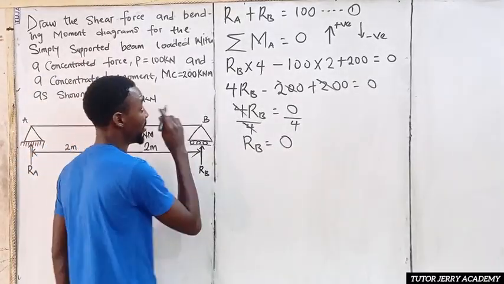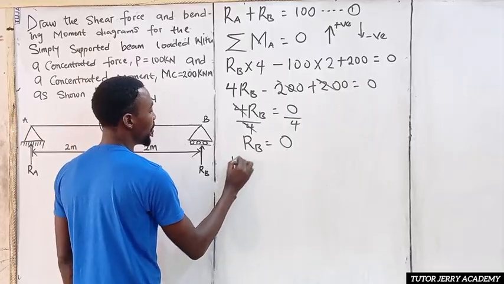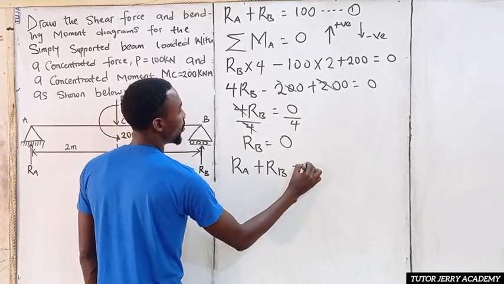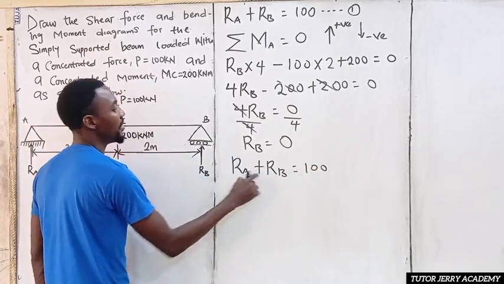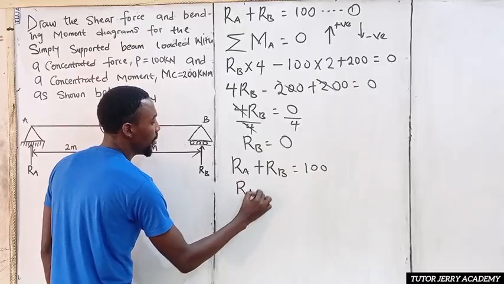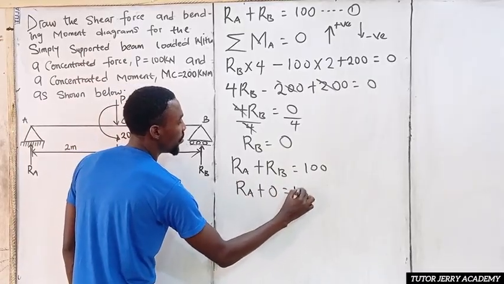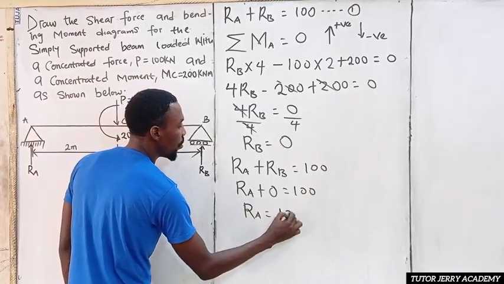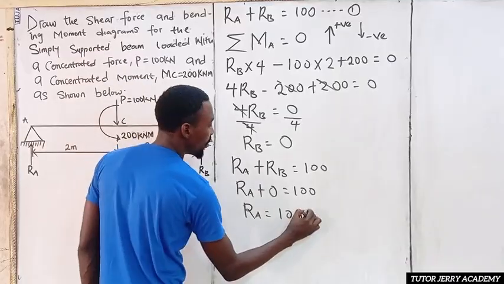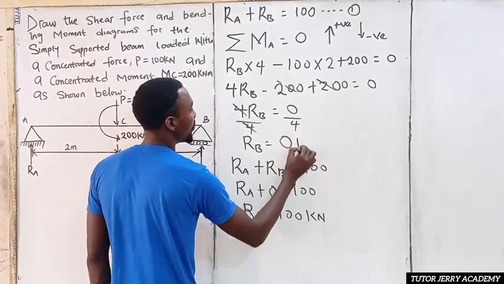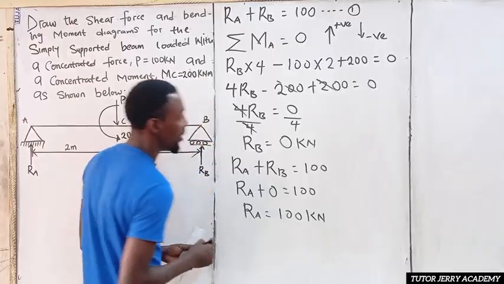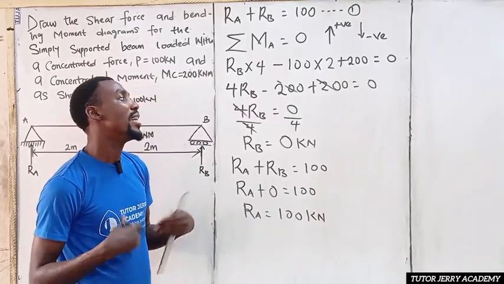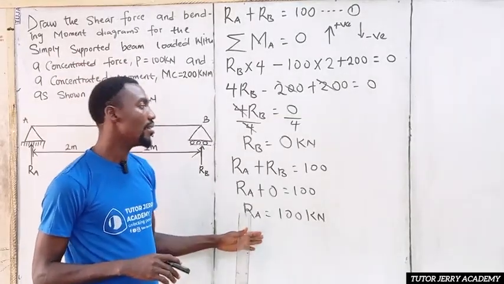All right. So we can therefore calculate for our RA, the reaction at A. So we are going to have from equation 1, RA plus RB equal to 100. So if our RB is 0, we are going to have RA plus 0 equal to 100. So it means that our RA will be equal to 100 kilonewton. The unit of these two is going to be kilonewton.